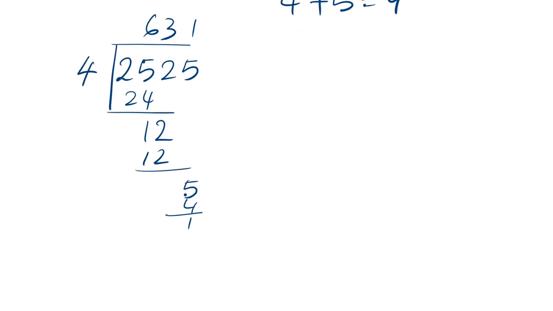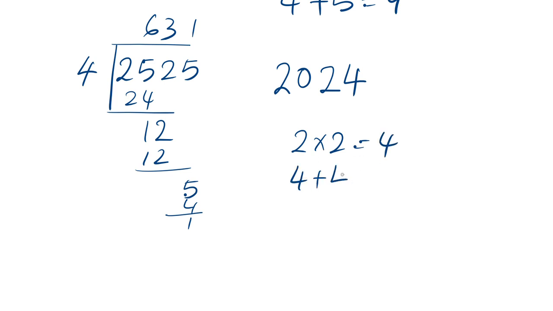We can check one more example. 2024. Okay, so the tens place digit is 2. 2 times 2 is equal to 4. Then 4 plus the 1's place digit, 1's place digit is 4, which is equal to 8. 8 is a multiple of 4. So this number must be divisible by 4.